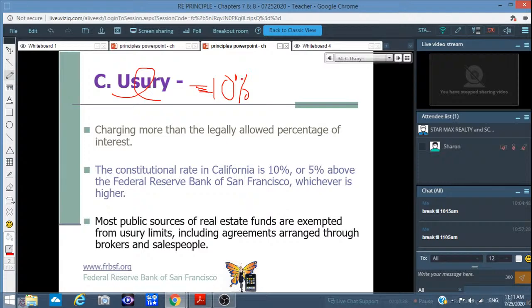10% plus. The constitutional rate in California is 10% or 5% above the Federal Reserve Bank of San Francisco, whichever is higher. So 10%. Most public sources of real estate funds are exempt from usury limits, including arrangements made through brokers and salespeople.